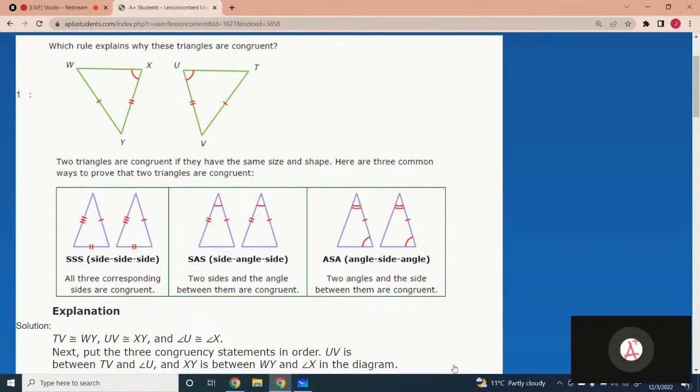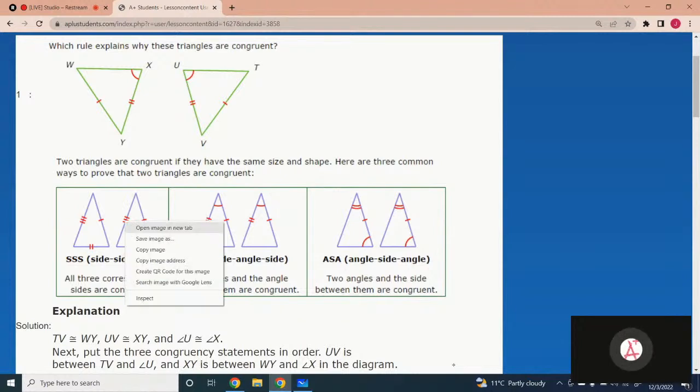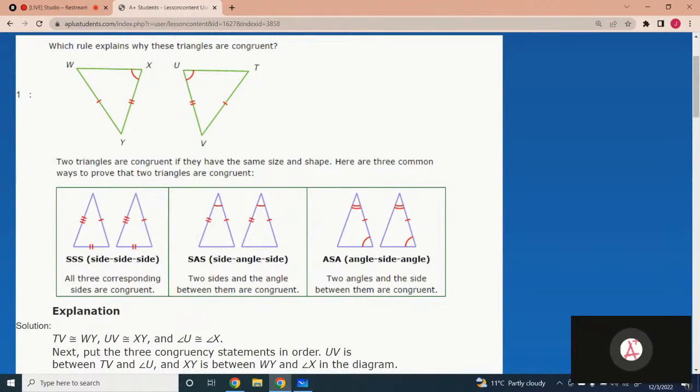So here are the three common ways to prove that triangles are congruent. For side side side, all three corresponding sides are congruent. This one is congruent to this one. The side with two lines is congruent to this one that has two lines. Got it? Then the second one is side angle side. Here you have two of the sides and one of the angles congruent, for both triangles. Then we have angle side angle. Here you have two of the angles and one of the sides congruent.